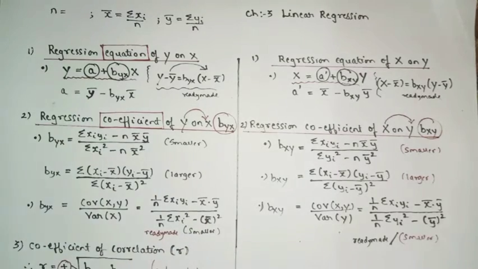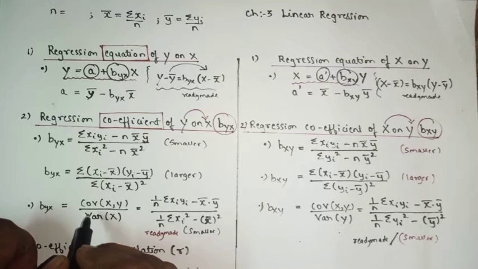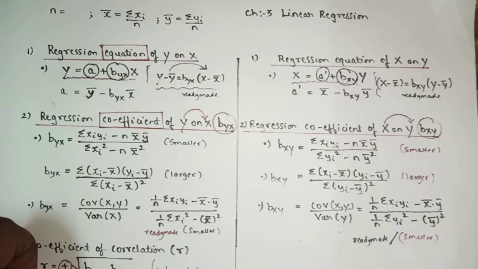Now here I forgot to explain what is COV. COV is known as covariance, and VAR is known as variance. It is known as what? Variance. Okay.